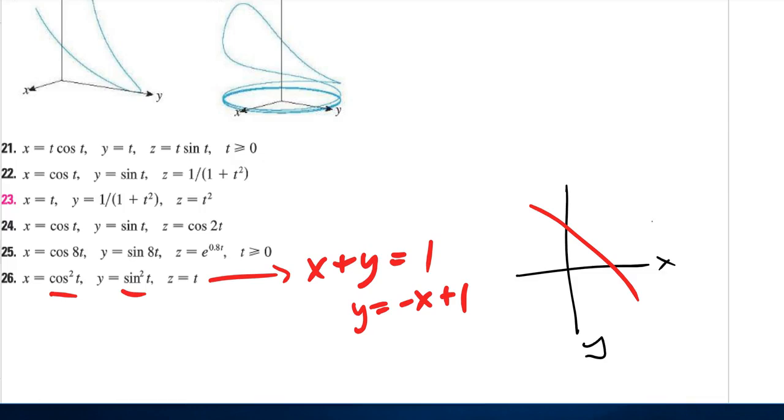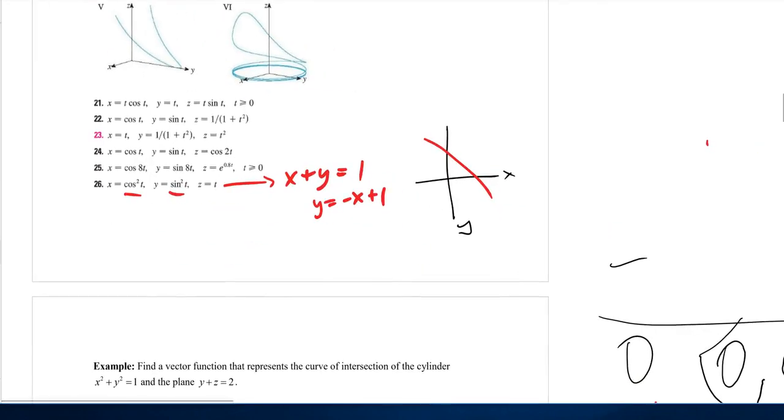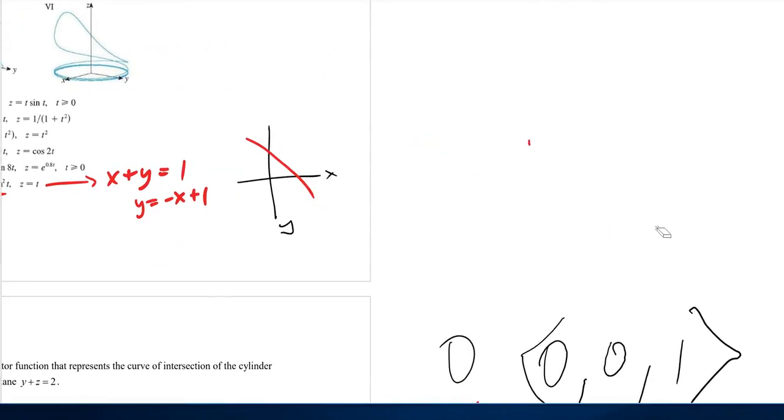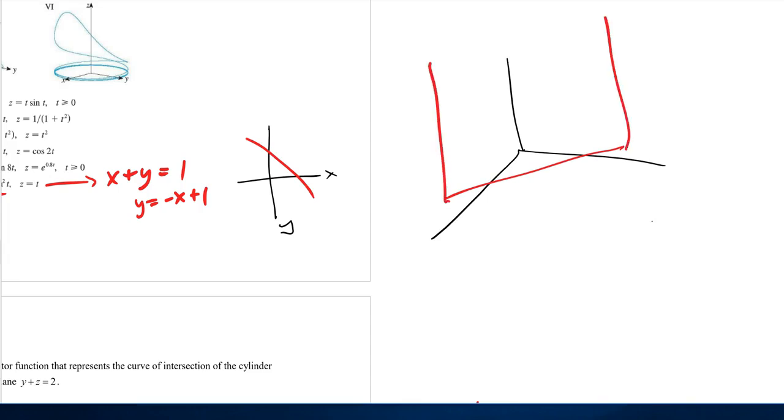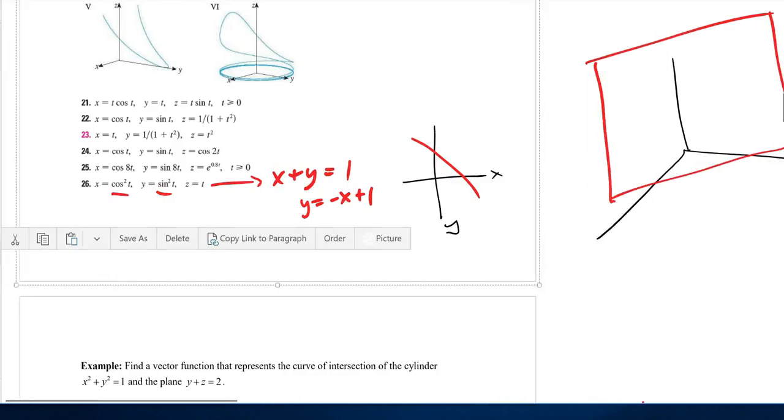And so when you draw that in 3 dimensions, you get this. So that line there is right here. And well, that's a plane in 3 dimensions. Okay. So whatever this looks like lies in that plane.